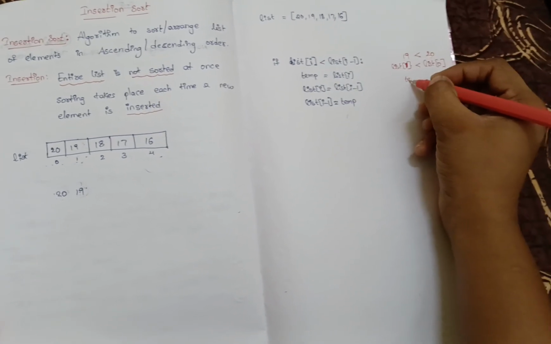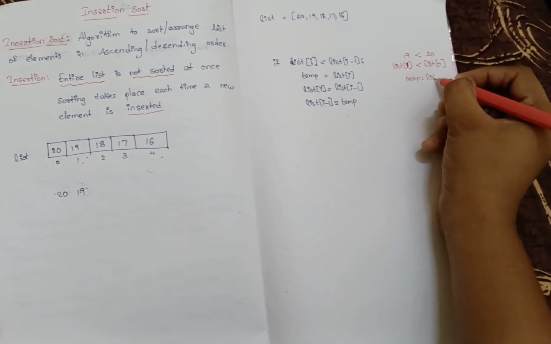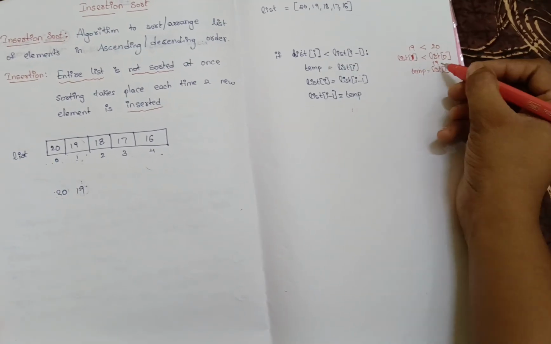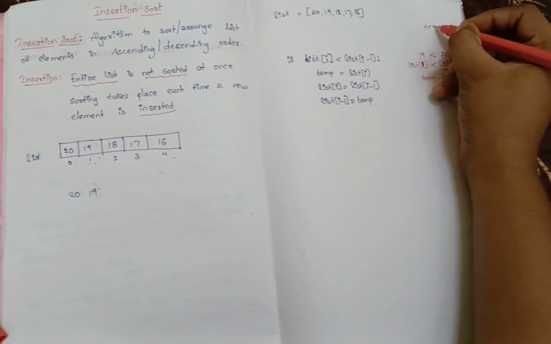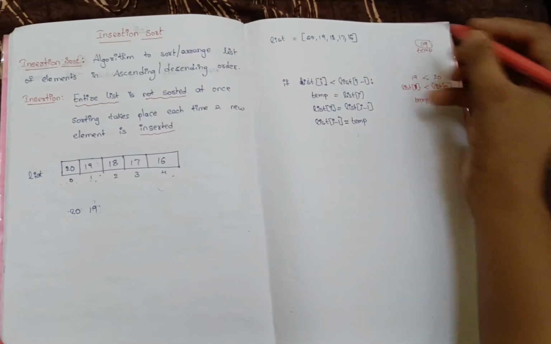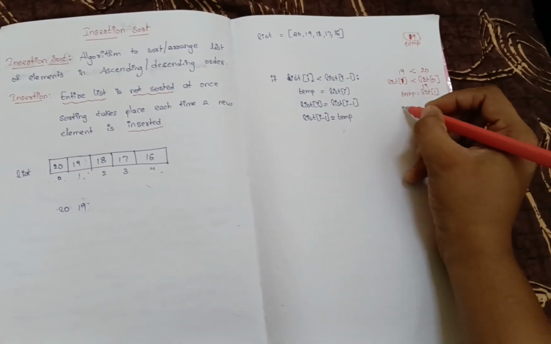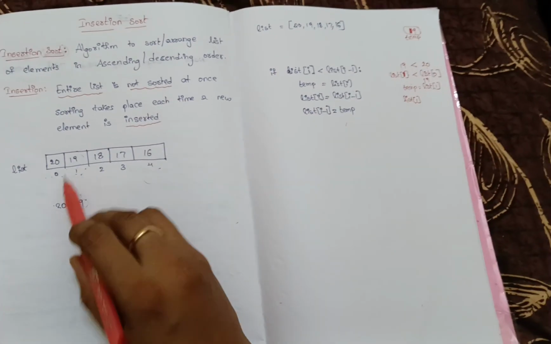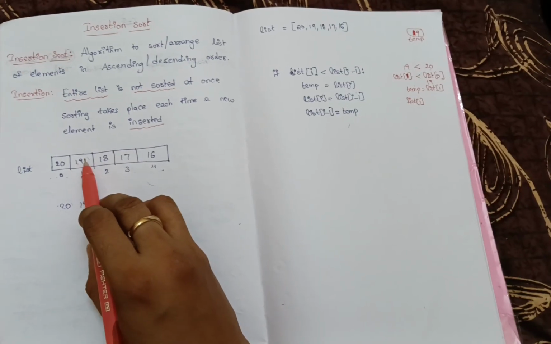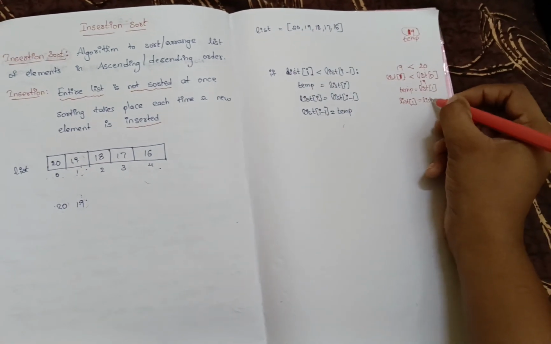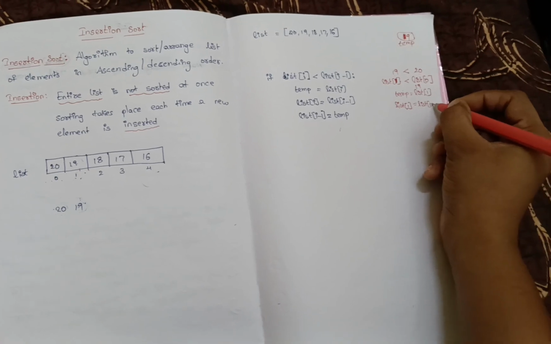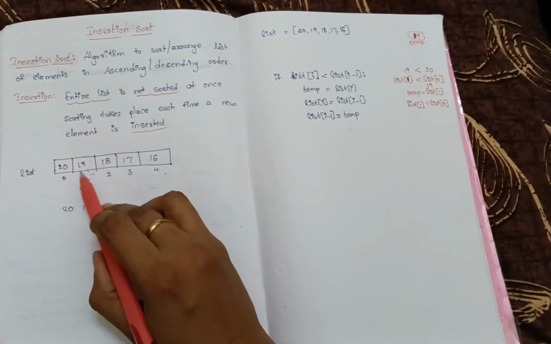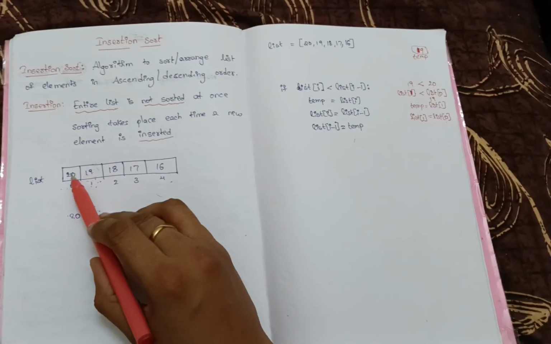I'm just taking temp is equal to list of 1. What is list of 1? List of 1 is having 19. I am assigning the temporary variable with 19. Now temp is having 19, and after that I am doing list of I. List of I is 1. I am making list of 1 as list of 1 minus 1, that is 0. I'm just assigning the list of 1st place with the list of 0th place value.